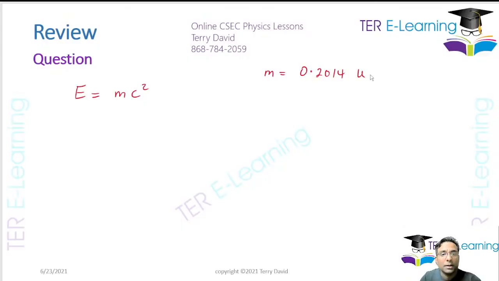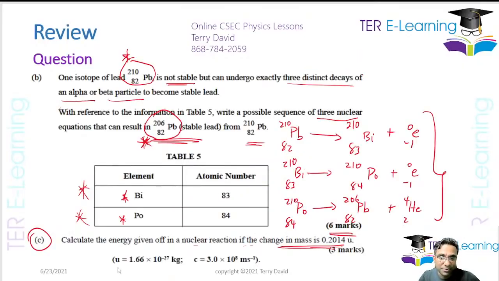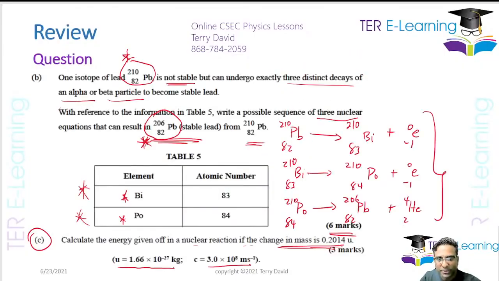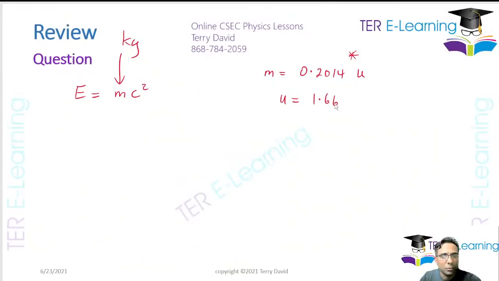0.2014 U, right? But just remember, in this formula, that mass has to be in kilograms. I see students taking these numbers and plugging them into the formula. That's incorrect. CSEC gave us some information here. They gave us what U is and what c is, the speed of light. So U is equal to 1.66 by 10 to the minus 27 kilograms. And they gave us the speed of light as being 3 by 10 to the 8 meters per second.